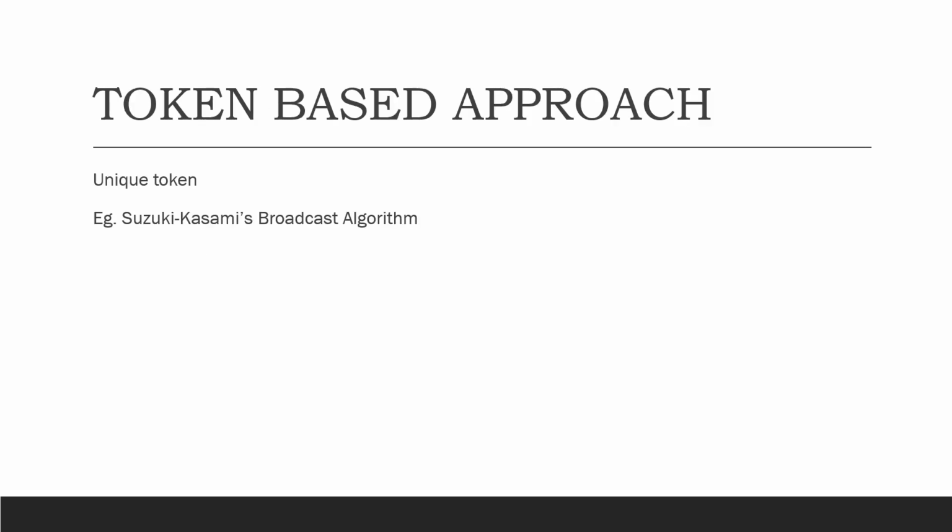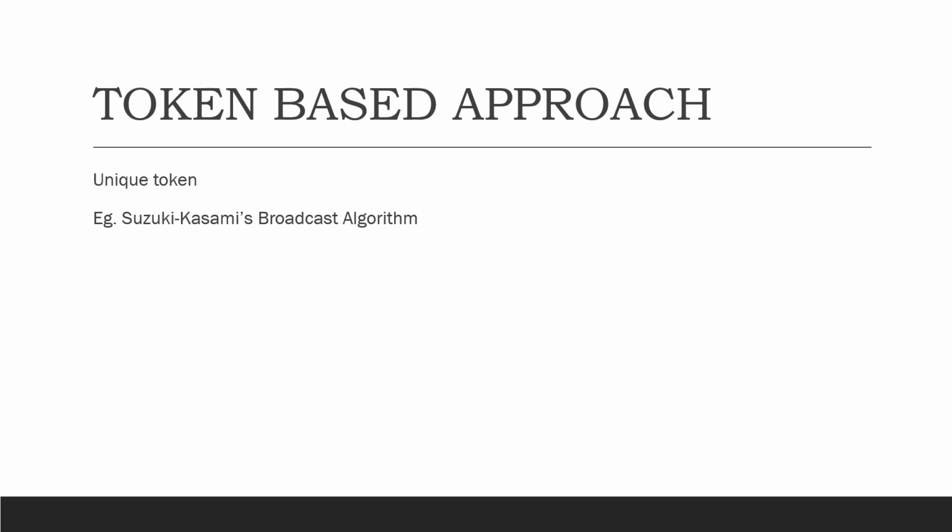So let's start with the token-based approach. From the name itself, a unique token is shared among all the sites or all the processes. If a site possesses the unique token, it is allowed to enter into its critical section. This approach uses a sequence number to order requests for the critical section. Each request for the critical section contains a sequence number. This sequence number is used to distinguish old and current requests.